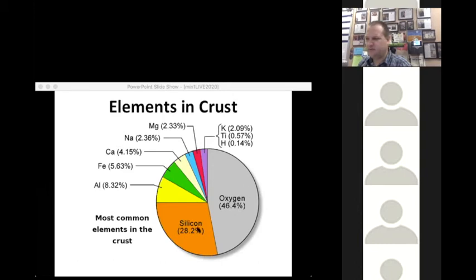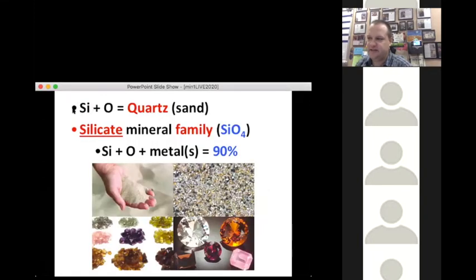These 2. Why are silicone and oxygen so important? If we take silicone and we add it with oxygen, we get something called a mineral. It's a very hard mineral, and it's a very common mineral. We find it everywhere, and it is called quartz. Quartz is the mineral name for sand.